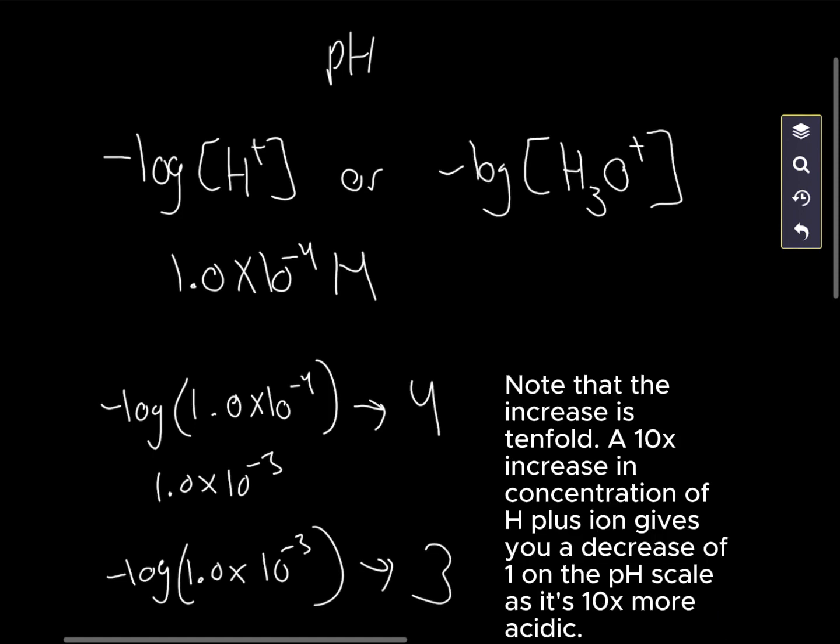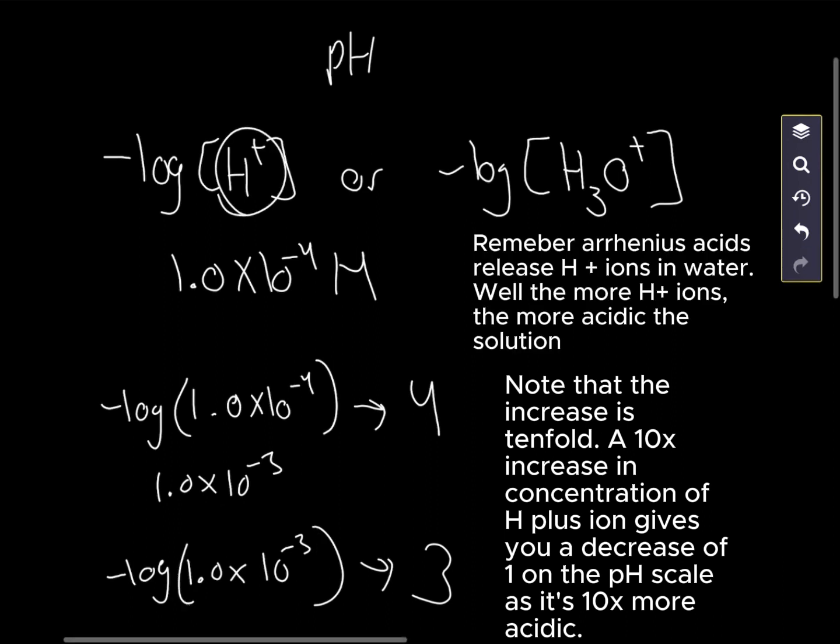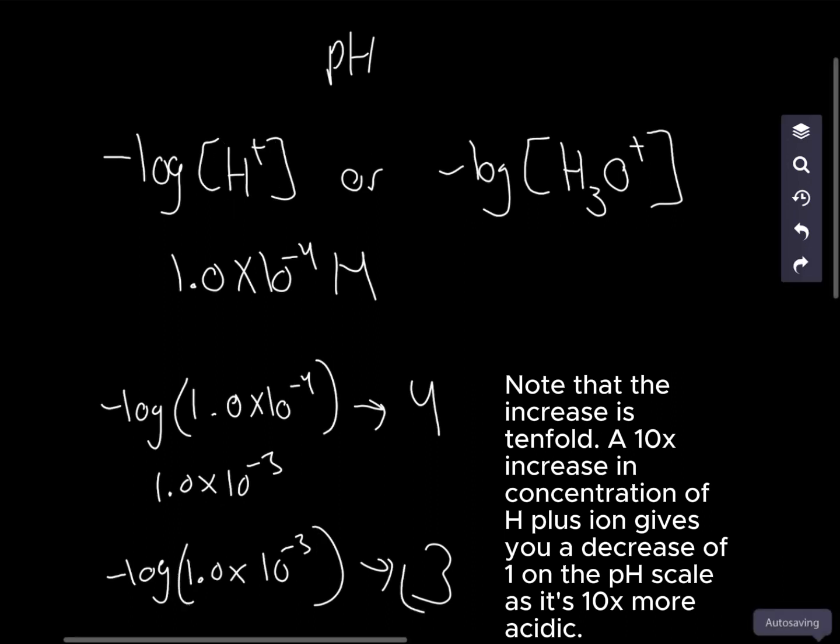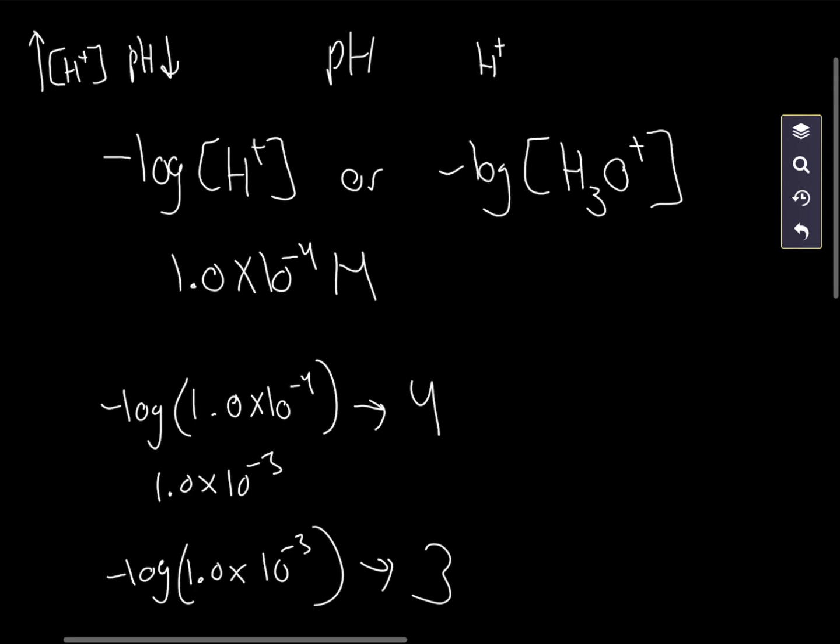So you can see, as the concentration of hydrogen ion increases, your pH decreases, okay? So as the concentration of H plus ion increases, your pH is going to decrease. More H plus ions in your solution equals more acidic.